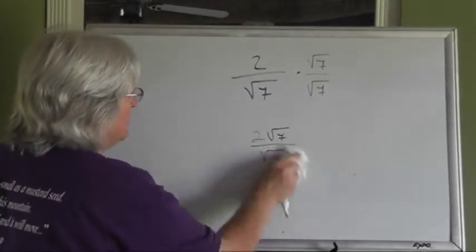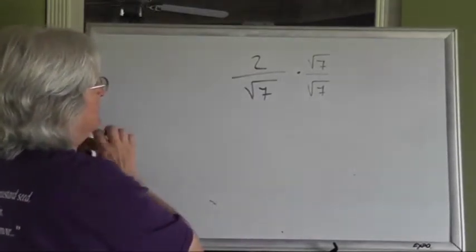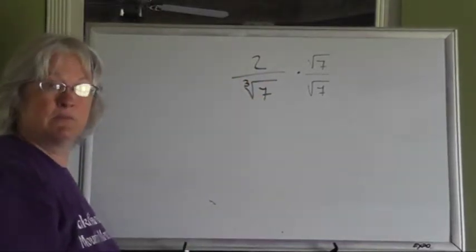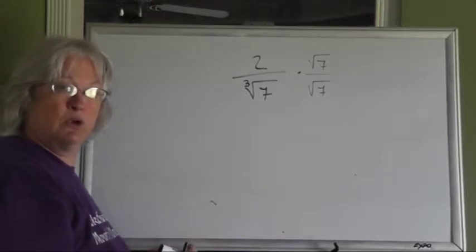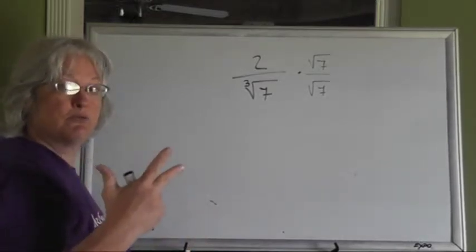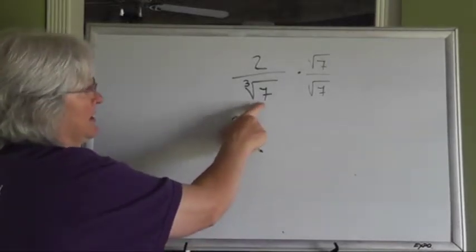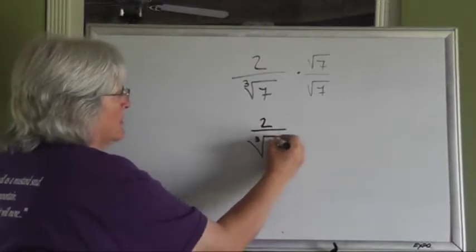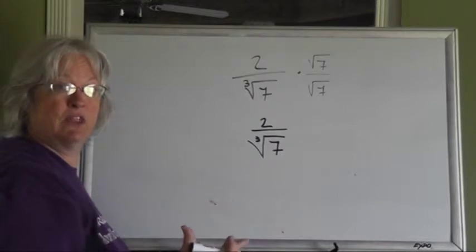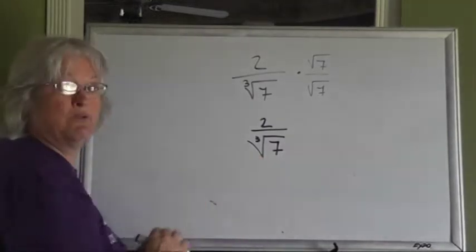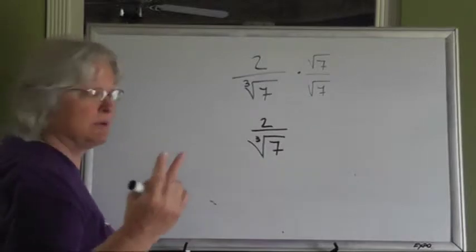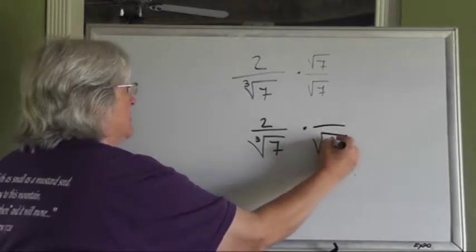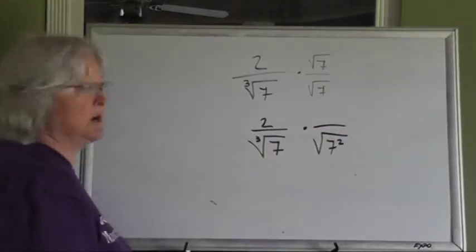Let me just go ahead and show you that one right now briefly. If we had 2 divided by the cube root of 7, you remember that when you are looking for a cube root, you're looking for a factor that is used 3 times. So we need to have 3 factors of 7 underneath this radical sign. How many factors of 7 do we have underneath the radical sign now? Well, we have 1 factor. So how many more factors do we need? That's right. You need 2 more factors of 7 underneath the radical sign.